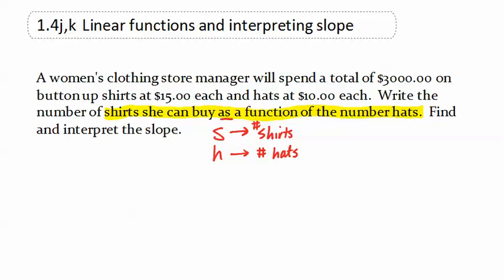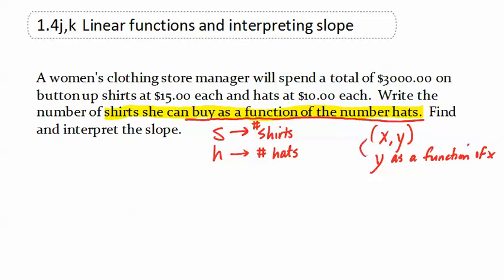Now, when I see something as a function of something else, that immediately tells me which is the y coordinate. When I say y, I mean like in an xy ordered pair. Okay, so we normally have this and this, right? And this right here would be y as a function of x. So if that's the case, then in this situation, we have shirts as a function of hats, which means shirts is my y. Shirts as a function of hats. So this is what we're going to use, and that's going to help us to later interpret the slope.